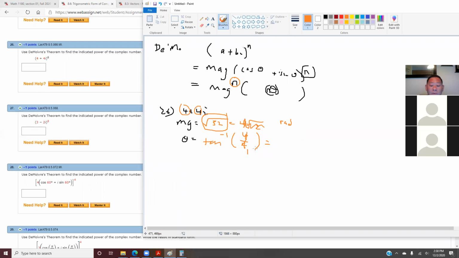We did it just now. 1 is tangent. What is 1? Tangent pi over 4. And then now you look for your quadrant. Do you know where 4 plus 4i is?